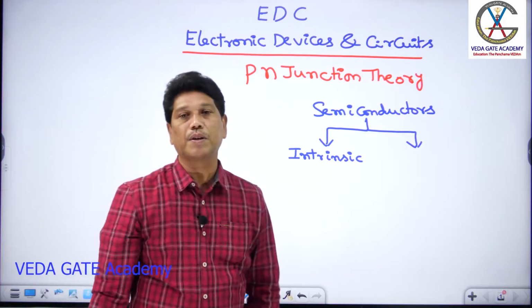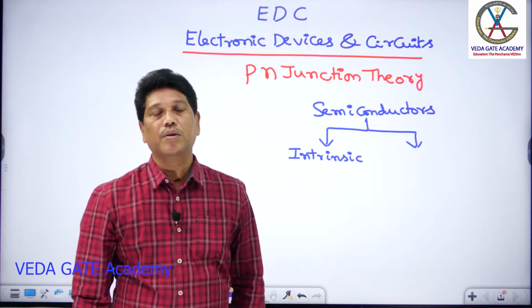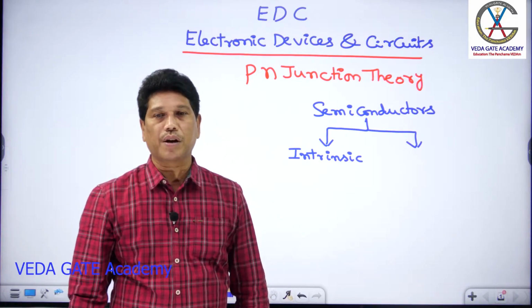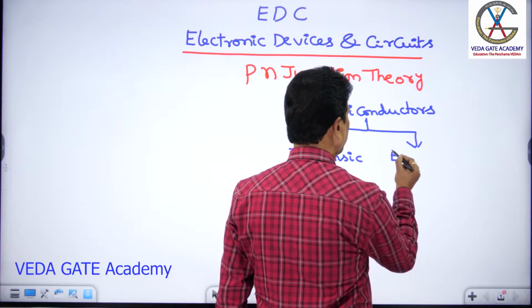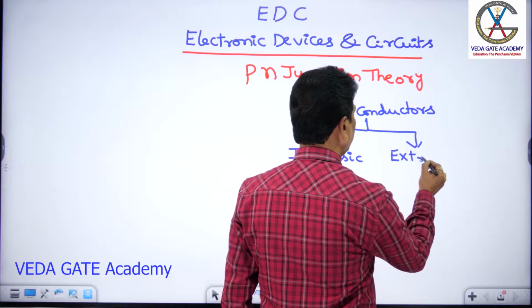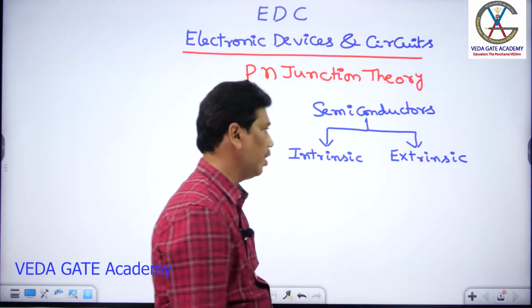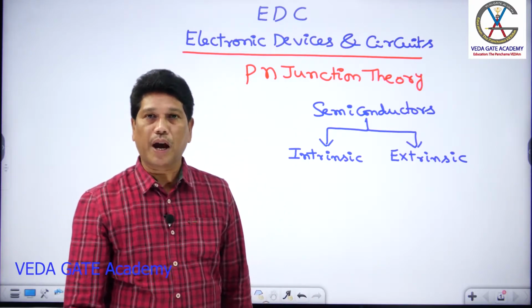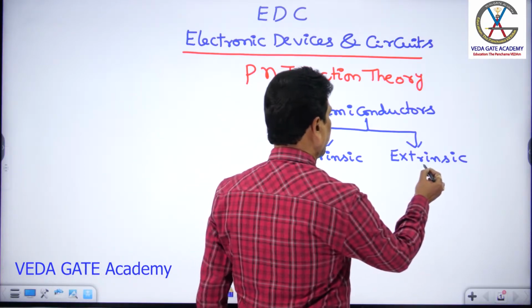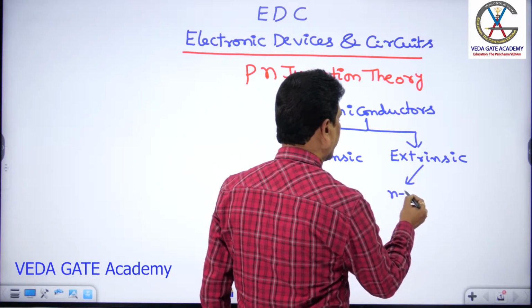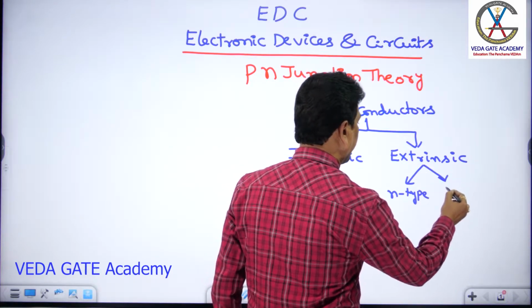In the case of an intrinsic semiconductor, the conductivity is very poor, so it is not preferred. So it can be added with some impurity, and based on that you get the other type, the extrinsic semiconductor. An extrinsic semiconductor is a doped or impure semiconductor. Depending on the type of impurity you add, the extrinsic semiconductor is classified into two types: one is N-type semiconductor, the other is P-type semiconductor.